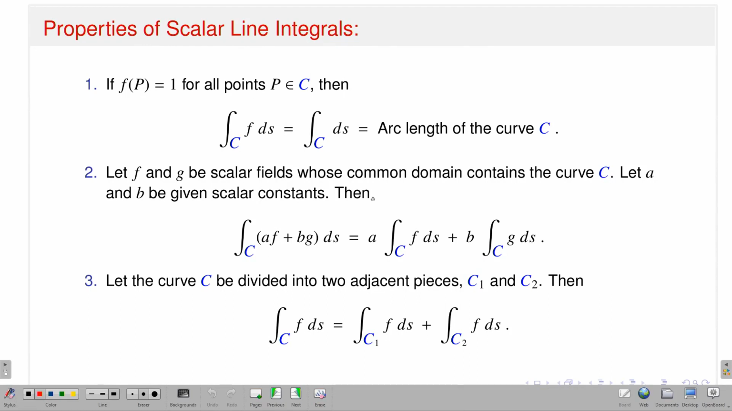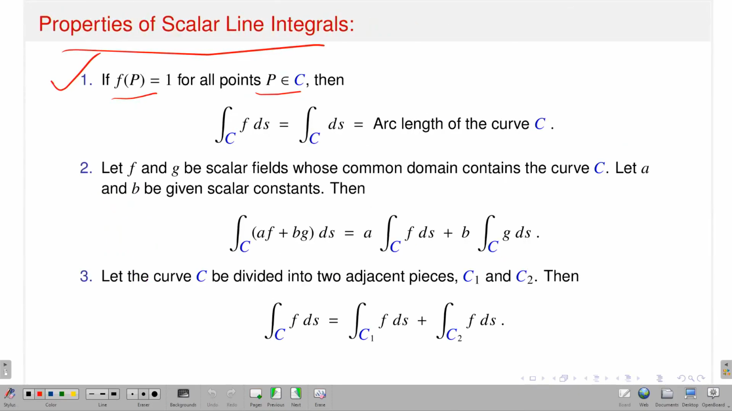Before calculating some examples, I have written a couple of properties of scalar line integrals. The first property is that if I take the constant function 1, that means f of p is equal to 1 for all points in C. In that case, the scalar line integral of f over C, f ds, is nothing but the scalar line integral of the constant function 1 over C, and that will exactly give you the arc length of the curve C.